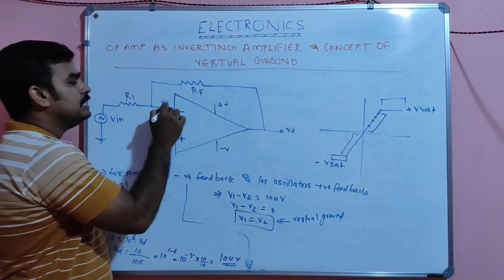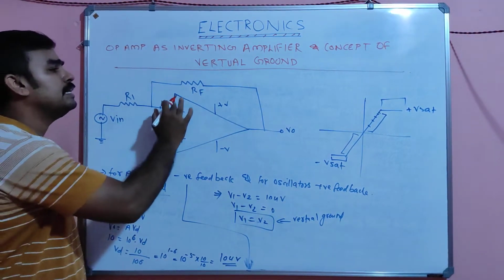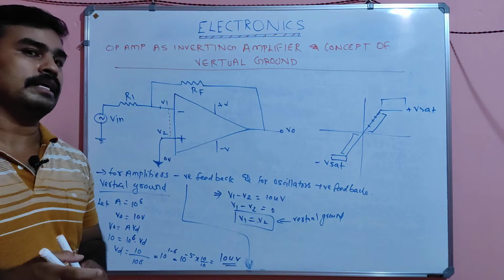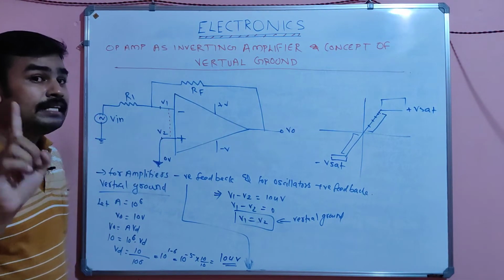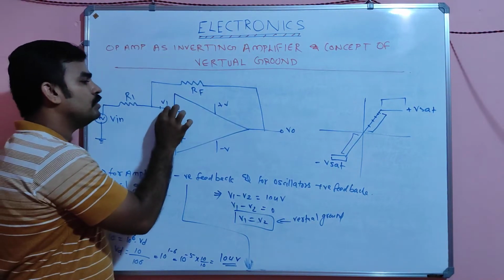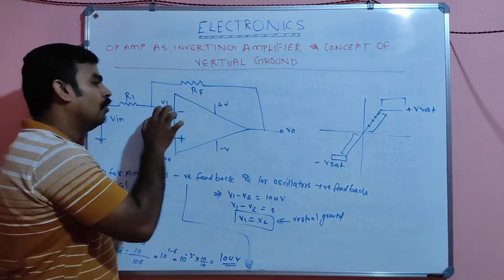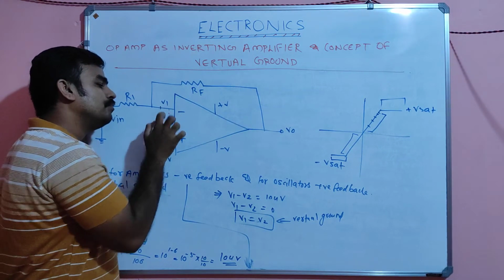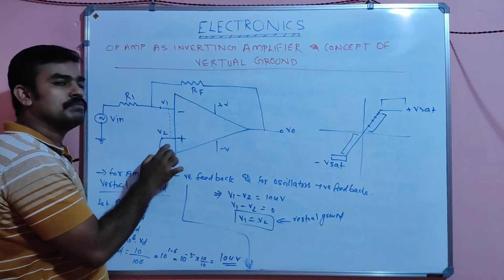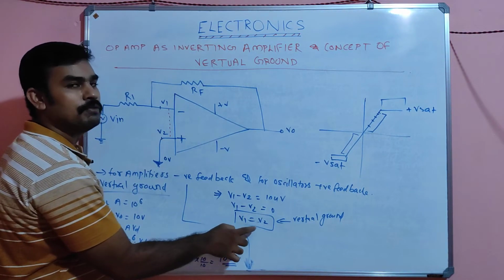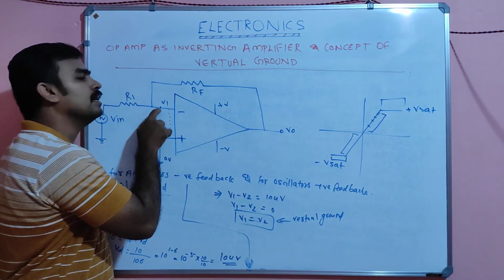That means it is virtually like a short circuited condition. Not inside the op-amp, it is not actually short circuited, but virtually it is like a short circuit. Only in a short circuited condition would the voltage at this point and this point be the same. But here it is virtually shorted, so we can assume V1 equals V2, and take the same voltage here.